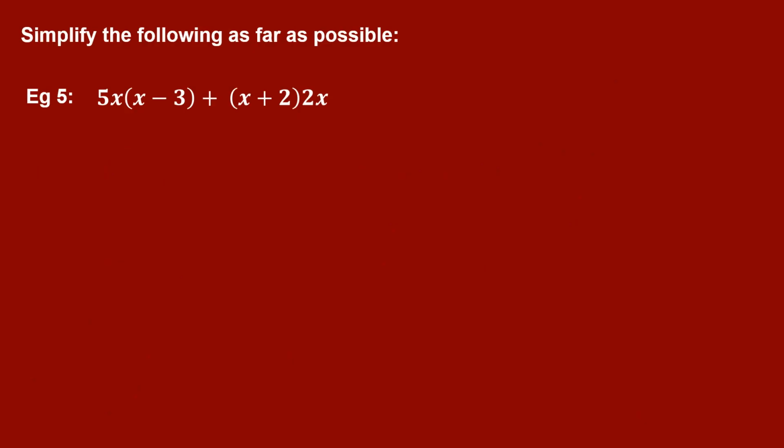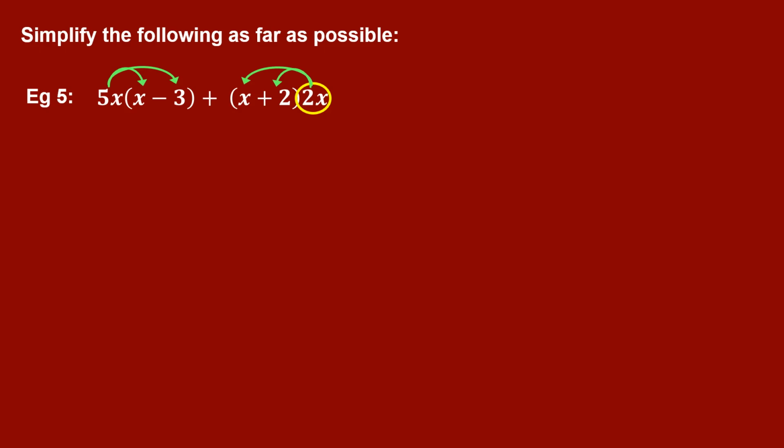Let's try a few more examples. In this example, we've got 5x times (x minus 3). So we're going to multiply that 5x into the bracket. And then in the second bracket, I've got x plus 2 and then 2x outside the bracket, but it's behind the bracket. But that makes absolutely no difference. If the 2x is immediately behind the bracket, it's exactly the same as if 2x was immediately in front of the bracket. So I'm just going to multiply it in, but from the back. So 2x times 2 and 2x times x. So it makes no difference.